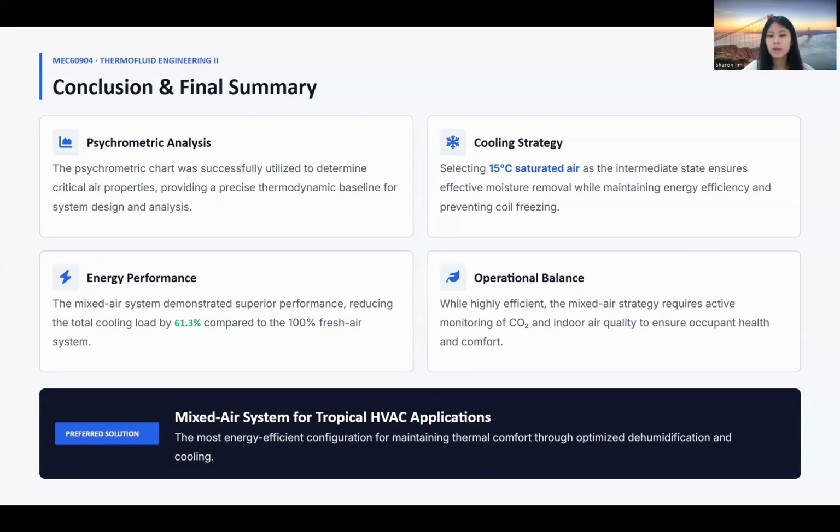And although proper monitoring of indoor air quality is required, the mixed air system offers the best balance between thermal comfort, energy efficiency, and sustainable HVAC applications. And therefore, it is the preferred solution for tropical air conditioning applications.